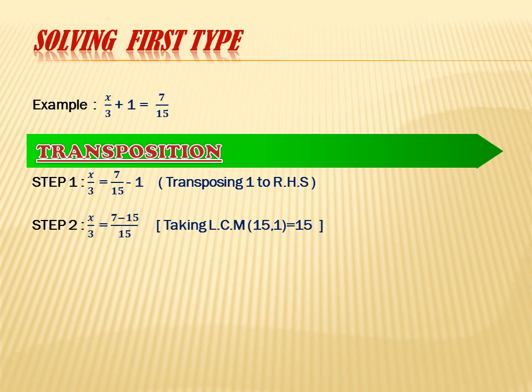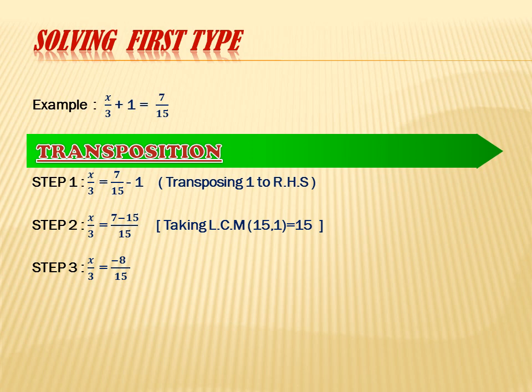Now the subtraction will be as it is, the minus sign will be there. In the second part, since the denominator of 1 is 1, when 15 is divided by 1 it will give you 15. And when this 15 is multiplied with the numerator 1, it will give you 15. So in the numerator part in the RHS, we have 7 minus 15. Now in the third step, we are going to simplify this numerator 7 minus 15, and we will get minus 8. So here you will get x by 3 is equal to minus 8 by 15.